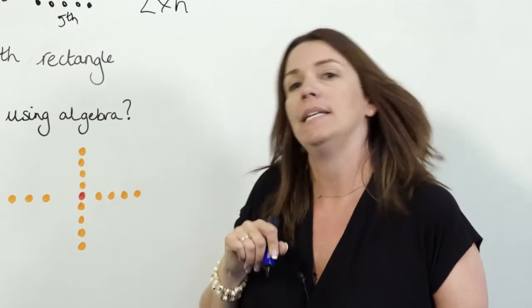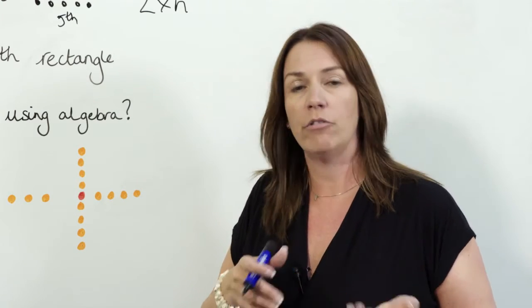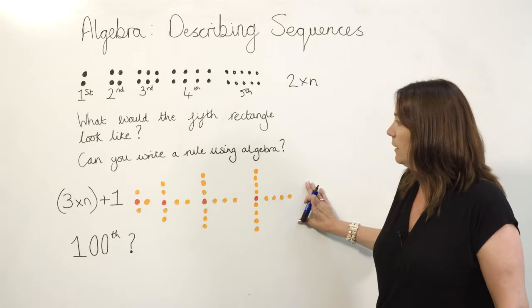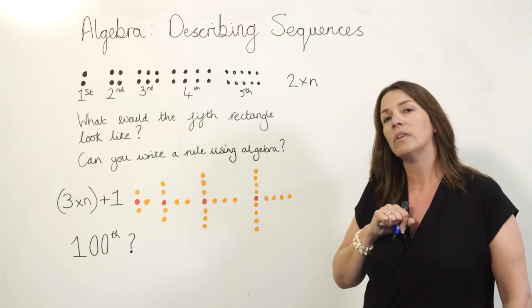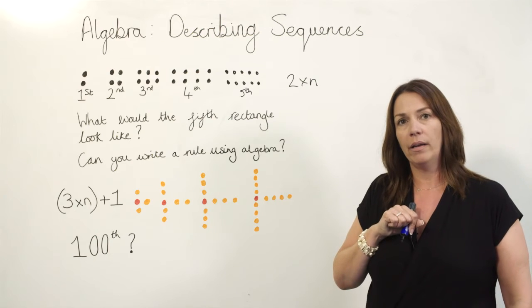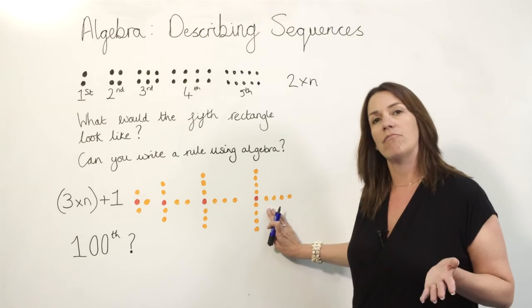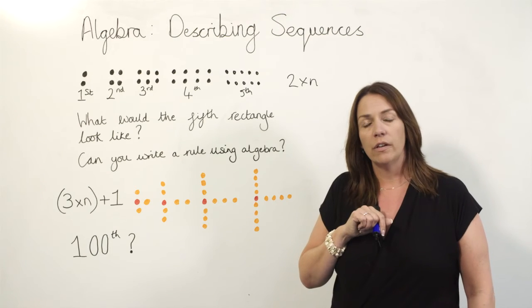For more complicated patterns and sequences, we want to encourage children to think about what increases each time and what remains constant. In this sequence here, we have the formula 3 times n plus 1. And the n represents any number. Now, the thing that increases each time is the orange dots, and that's the 3 times n. The plus 1 is the red dot that remains constant.